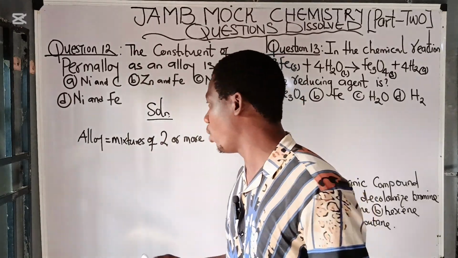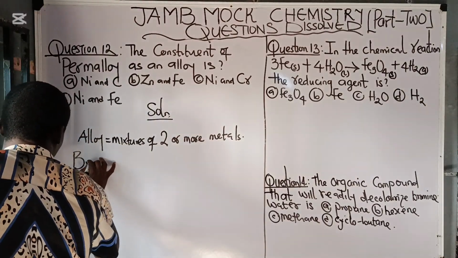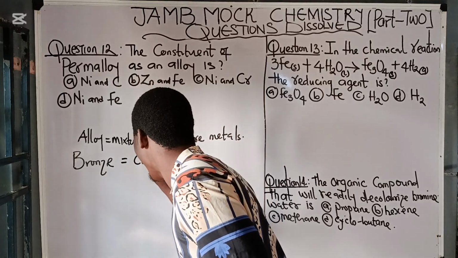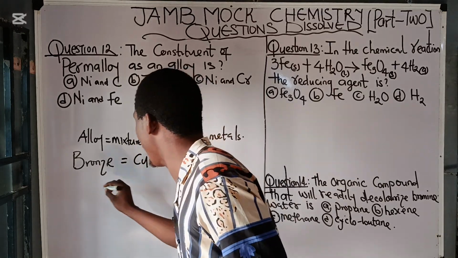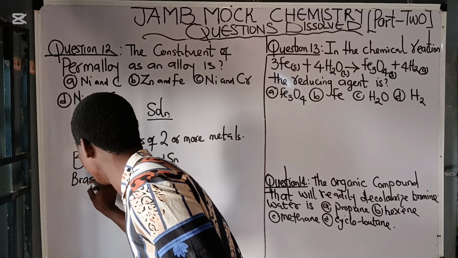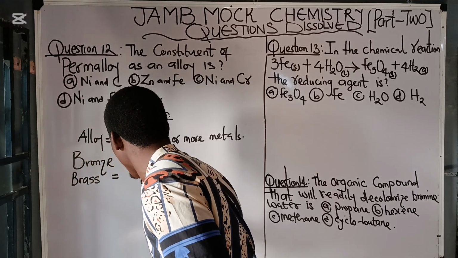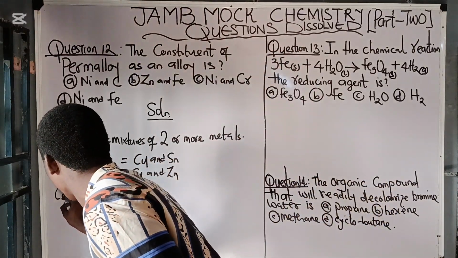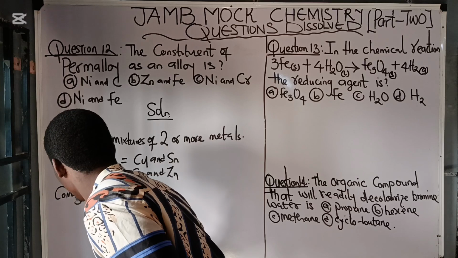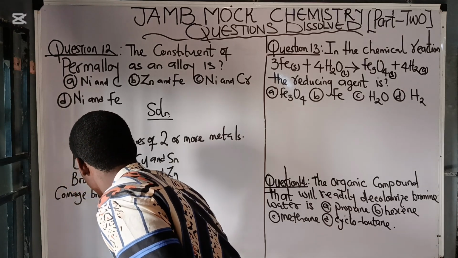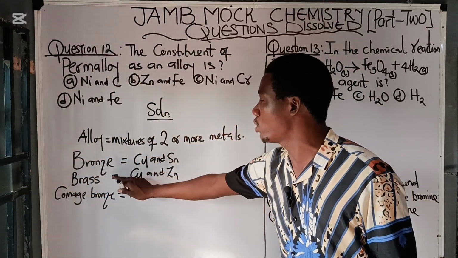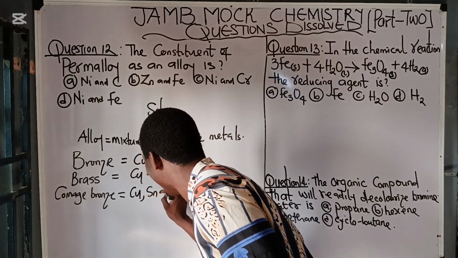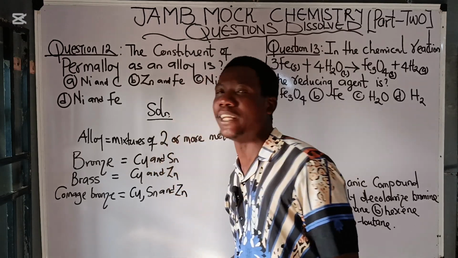Now, an example of an alloy is bronze. Bronze is an alloy containing copper and tin. Take note of that. We have an alloy called brass. Brass is an alloy containing copper and zinc. Are we together? We have what we call a coinage bronze. A coinage bronze is a combination of bronze and brass, and that will give us copper, tin, and zinc. Take note of that. This is a coinage bronze.